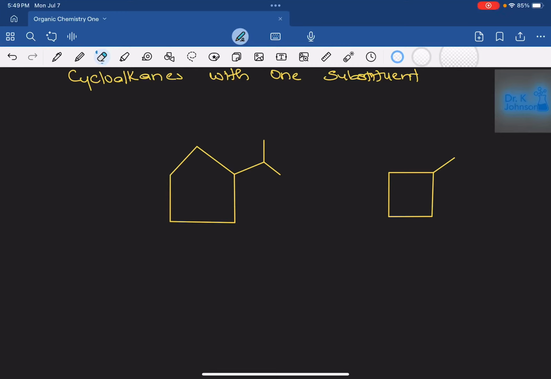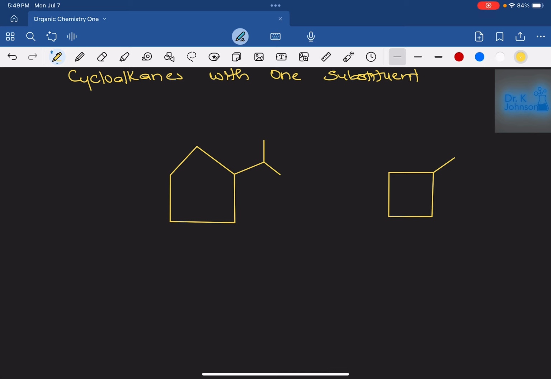Let's talk about how to name a cycloalkane with just one substituent. If you have one substituent on your cycloalkane, your polyhedron, you do not need to give it a number. It automatically gets number one. So what you do here is firstly, let us highlight the ring structure.